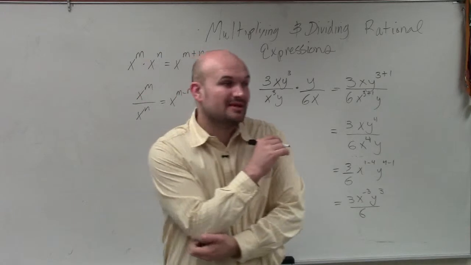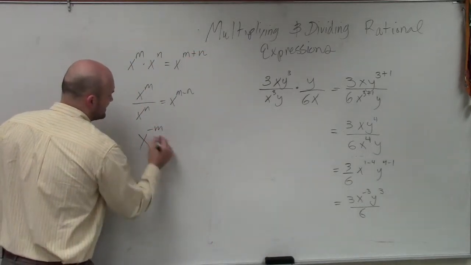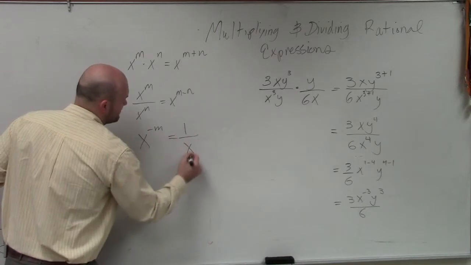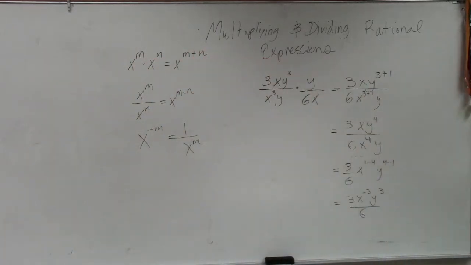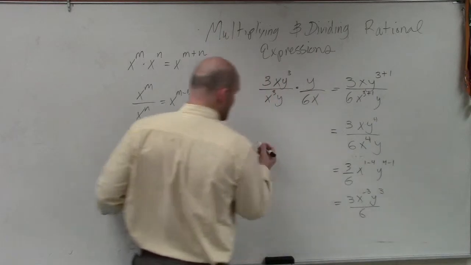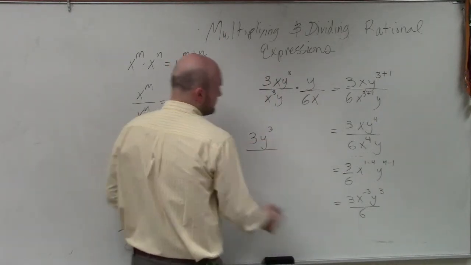And if you guys remember, the last rule that we talked about was the negative exponent rule. If I have x to the negative n, to rewrite that as a positive exponent, we put that in the denominator. If you have a negative exponent in the denominator, to rewrite it as positive, we'll put it in the numerator. So my final answer is going to be 3y cubed divided, oops, I'm sorry.